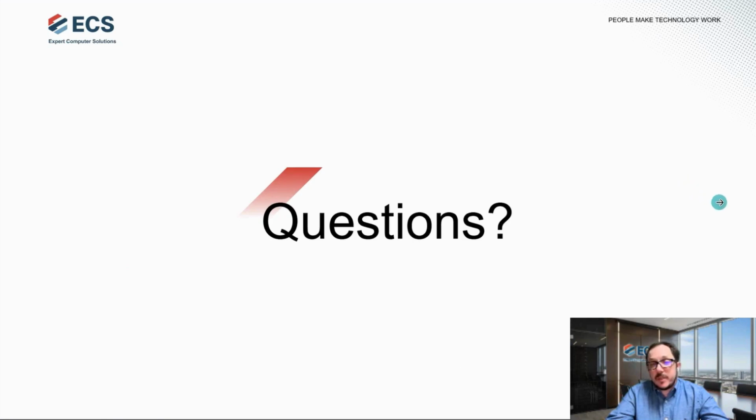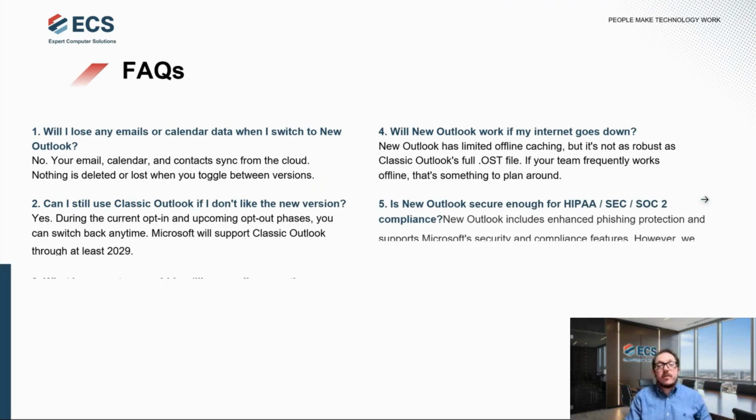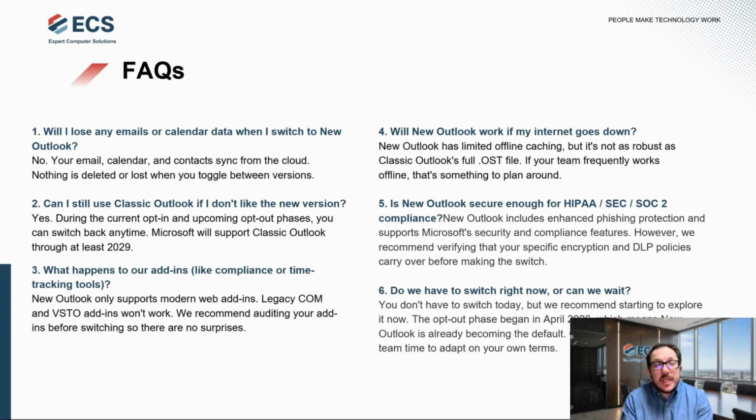So, a couple of questions, some things that are probably a good idea for you guys to do, or what other people are asking about. Will I lose any emails or calendar data when I switch to new Outlook? No, Microsoft made the process almost seamless. Whenever you turn on the new Outlook, it's going to import everything that you have in your old Outlook so you can see it. Can I still use classic Outlook if I don't like the new version? Yes. The toggle that we talked about, you could switch back and forth between the old and new version until they decide to completely discontinue it.